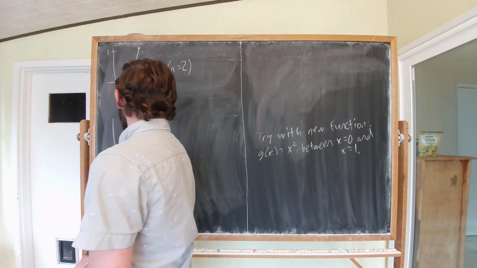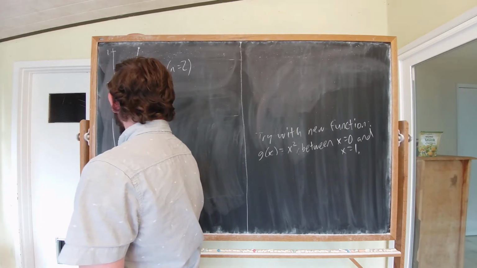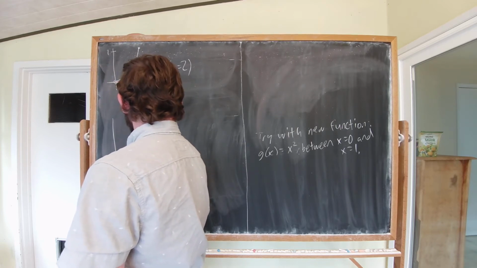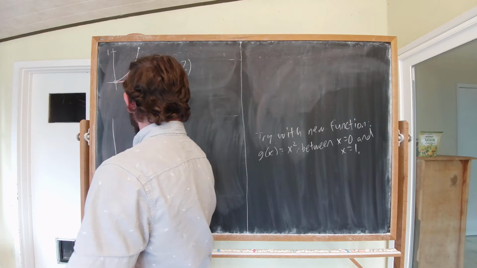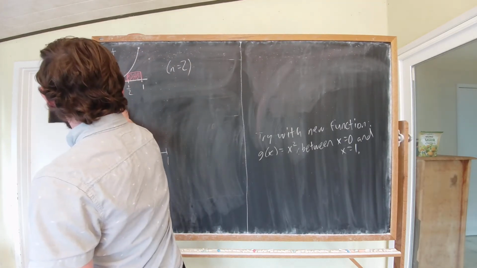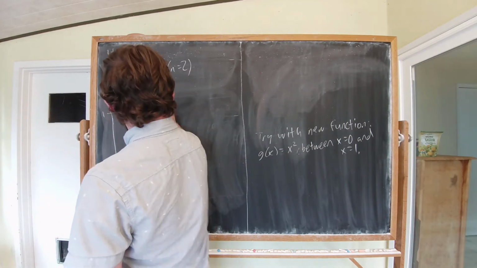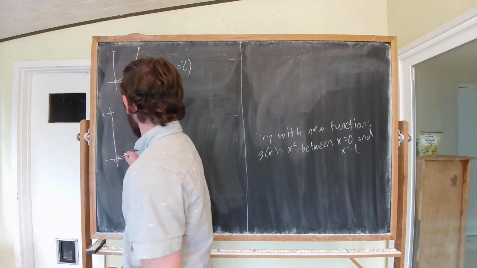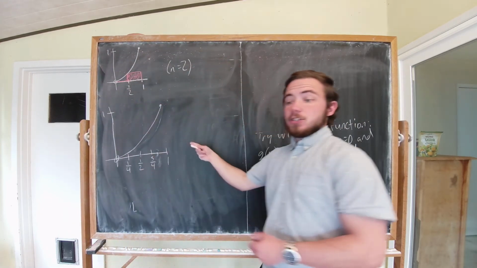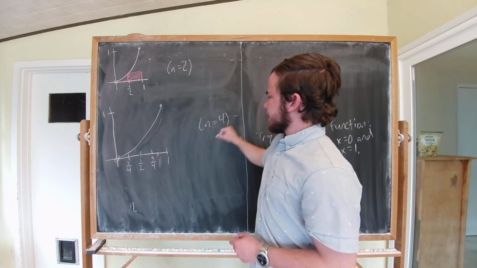So maybe if we did 1/4, 1/2, 3/4, and 1. Someday I'll get better at art, but that's not today. Okay, so between 0 and 1 with 4 rectangles, what goes on?